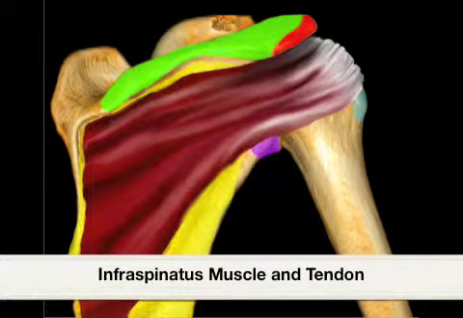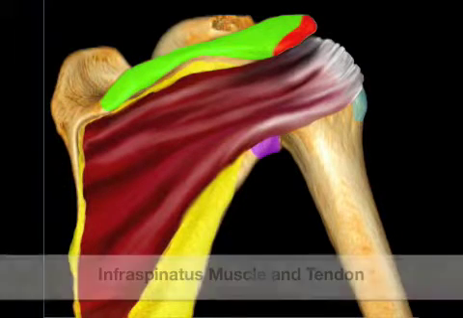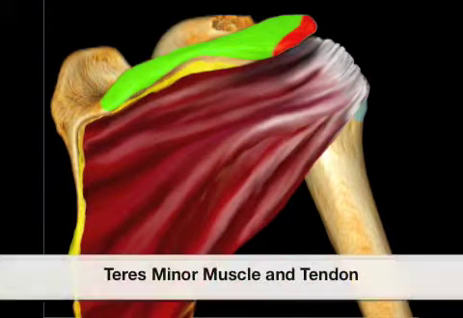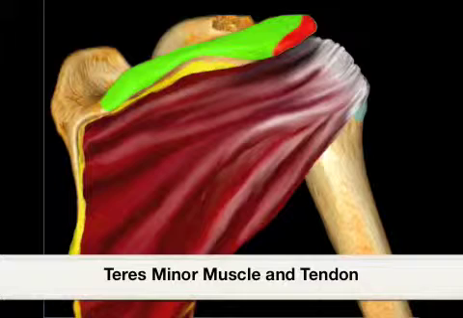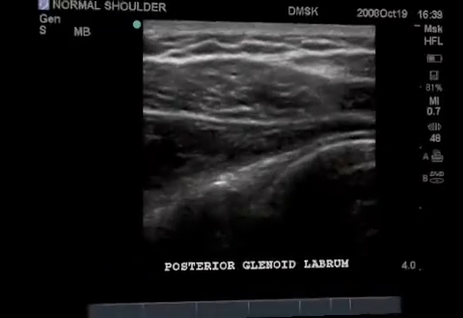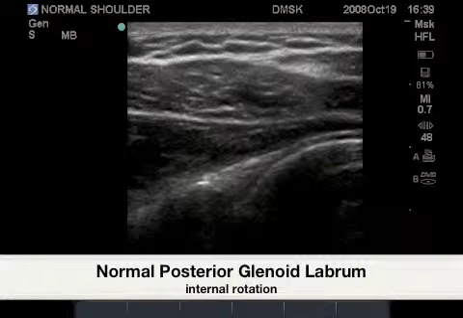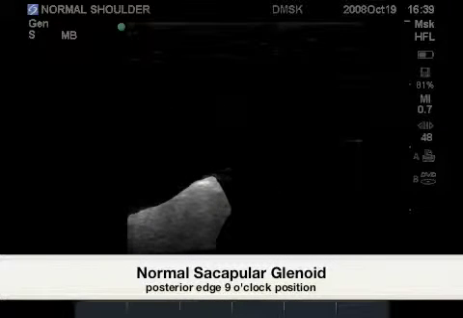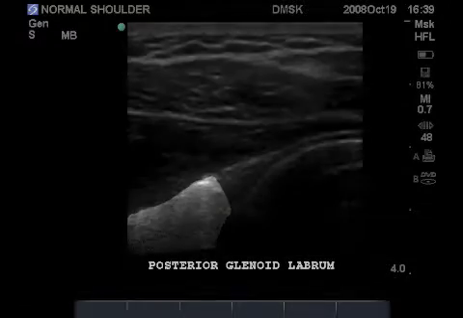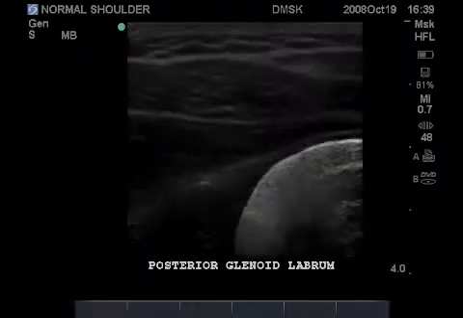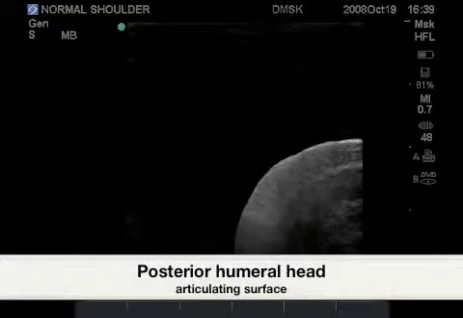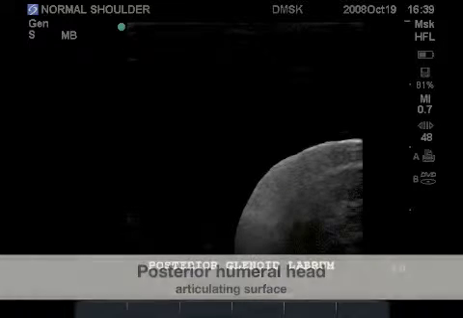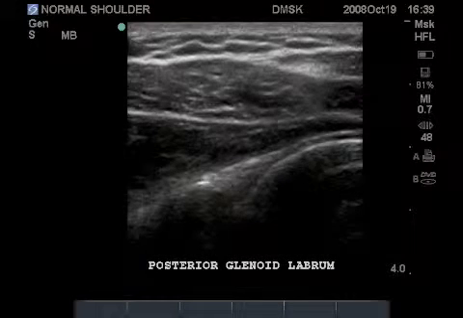Overlying these structures is the large infraspinatus muscle and tendon, followed by the teres minor, resting just inferior to the infraspinatus tendon. The corresponding ultrasound image here of the posterior glenoid labrum, we have highlighted here the bony glenoid of the scapula, followed by a highlighted image of the bony posterior humerus with a dark rim over the bone representing the posterior articular hyaline cartilage.